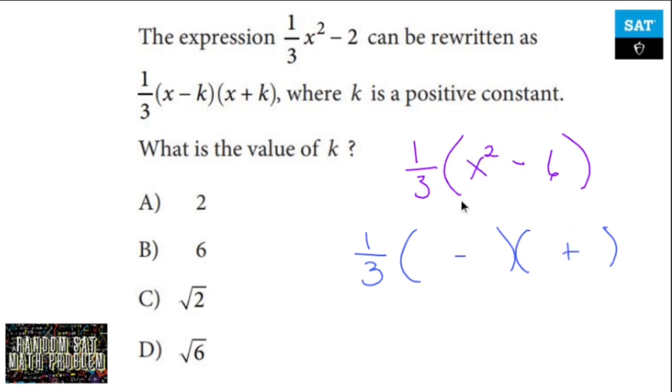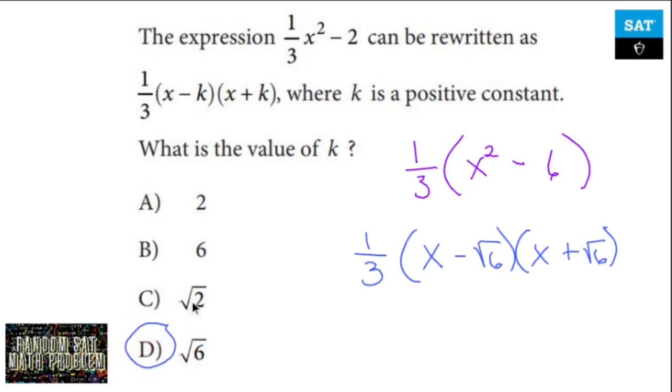I take the square root of that term, which is x and x, and put it right there. I take the square root of the other, which is square root of 6 and square root of 6, and put it right there and right there. Now that looks like that. If I were to FOIL this whole thing out, I would get that. What's the value of k? K is the square root of 6.